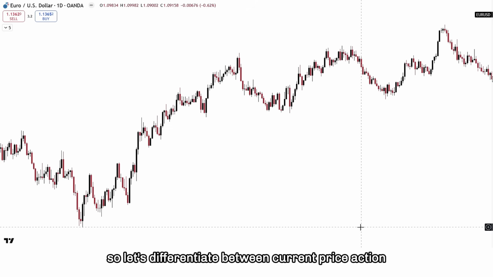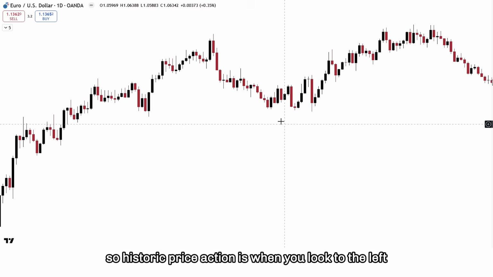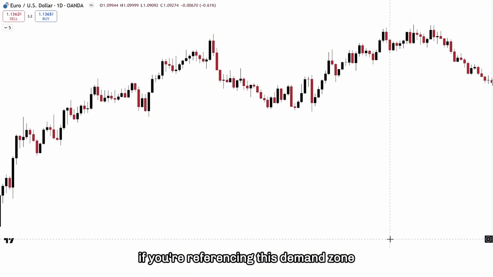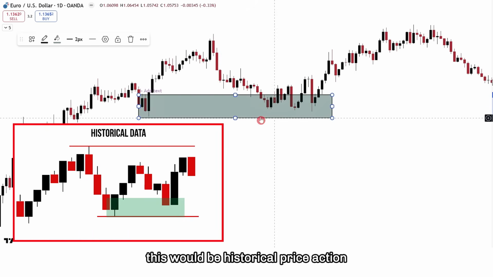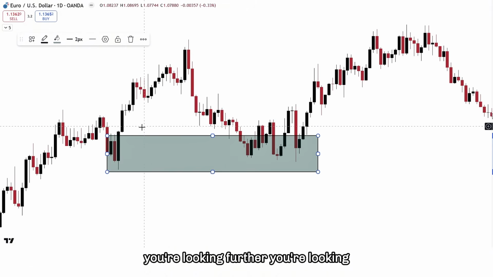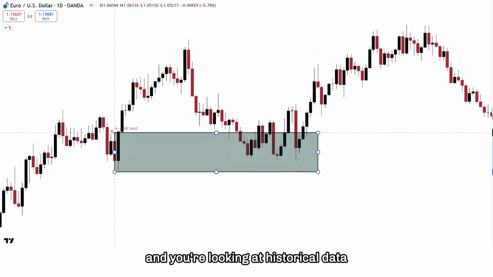So let's differentiate between current price action and historic price action. Historic price action is when you look to the left. So let's say you're trading right here. If you're referencing this demand zone, this would be historical price action. Why? Because you are looking to the left. You're looking further, you're cutting through candles, and you're looking at historical data.